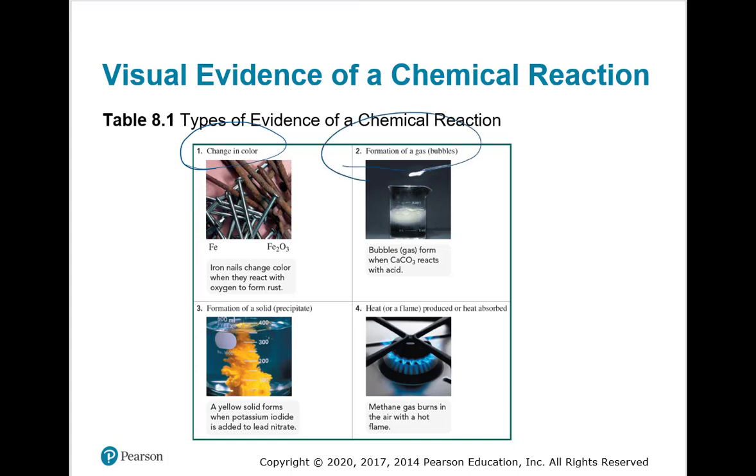There is a formation of a gas, or bubbles form. Bubbles form when calcium carbonate reacts with an acid. There's a formation of a solid, or a precipitate forms, and in this case a yellow solid forms when potassium iodide is added to lead nitrate, or heat is produced or heat is absorbed. Methane gas burns in the air with a hot flame.